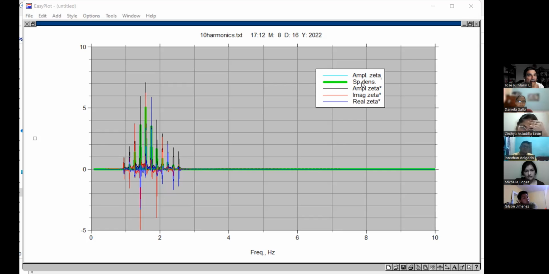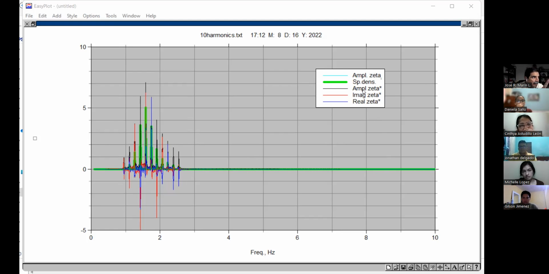Okay, and here you have each one of these signals. One is the real zeta. Remember, the program reads in the time domain. It does the Fourier transform. So you get real zeta star. That's the real part of the Fourier transform. Imaginary zeta star, that's the imaginary part of the Fourier transform. Then it has the amplitude of zeta star.